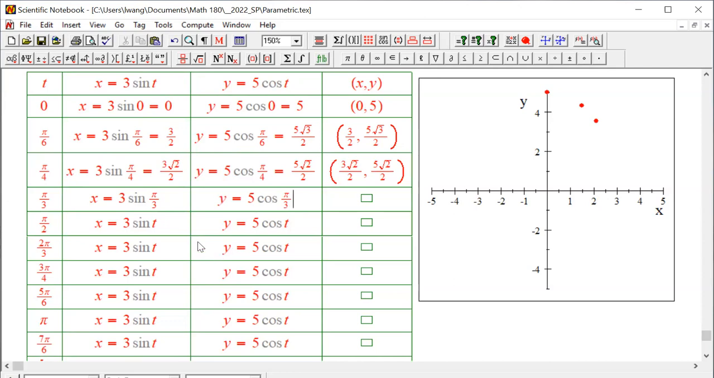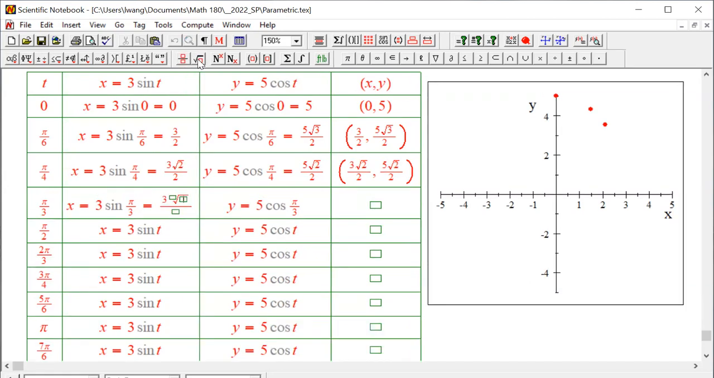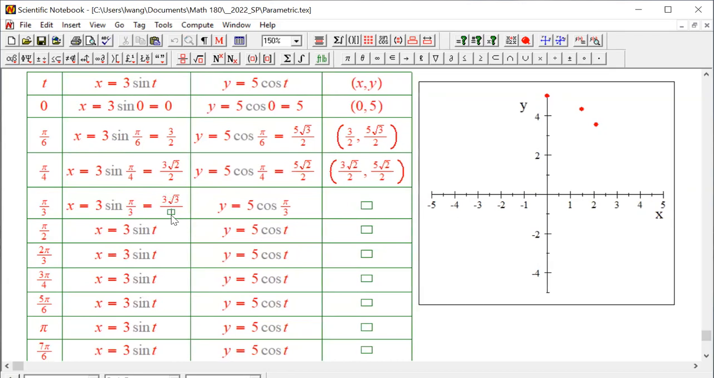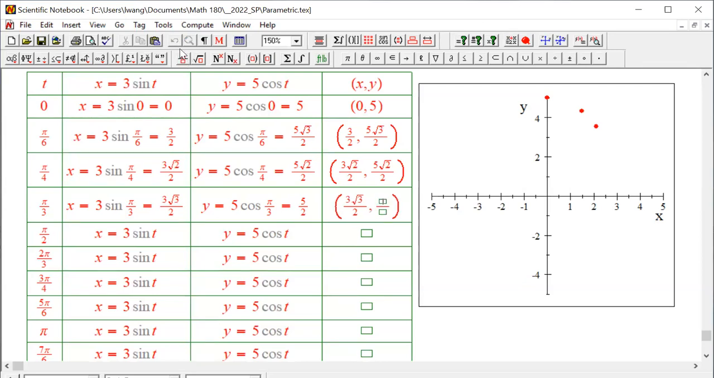Pi over 3. Sine pi over 3 is root 3 over 2, so 3 times root 3 over 2. And cosine pi over 3, what does that equal to? Cosine pi over 3 is half, right? 5 times half is 5/2. So we got another point: 3 times root 3 over 2, comma, 5/2. So we get another point.